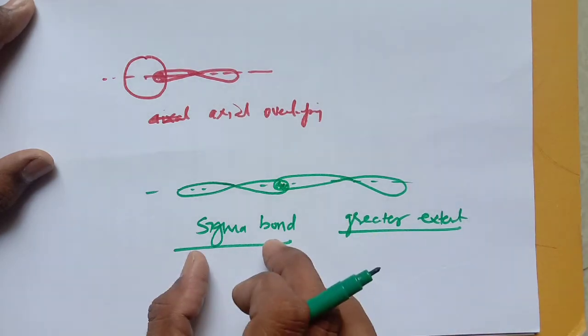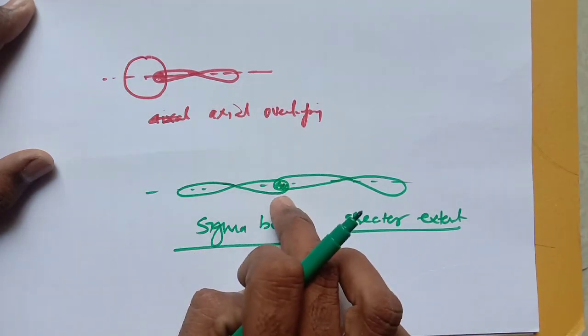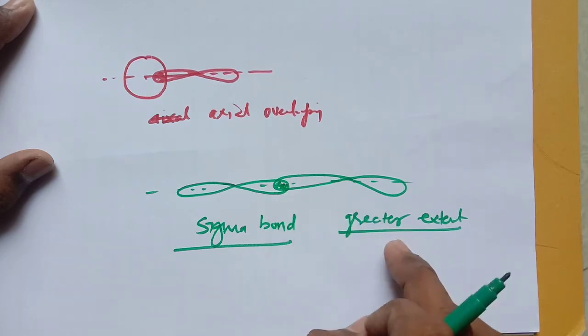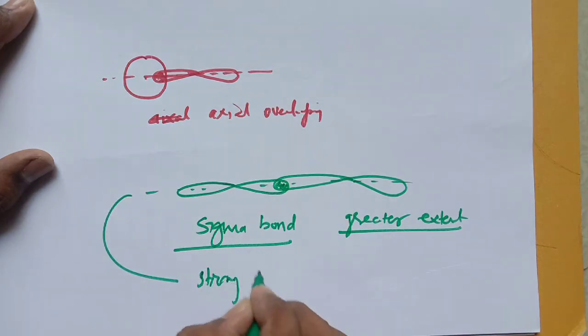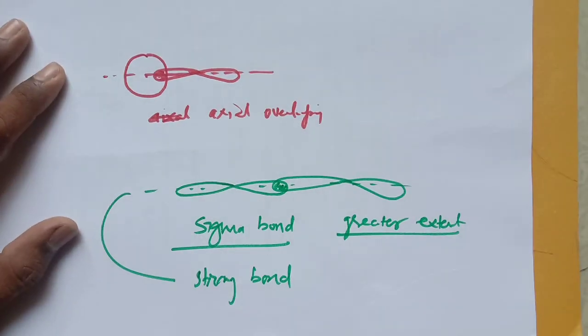As sigma bond is formed by axial overlapping, this axial overlapping takes place to the greater extent, hence we can say that sigma bond is a strong bond. Sigma bond is a strong bond. Why? Because it is formed by the axial overlapping, and such overlapping takes place to the greater extent, hence sigma bond is a strong bond.